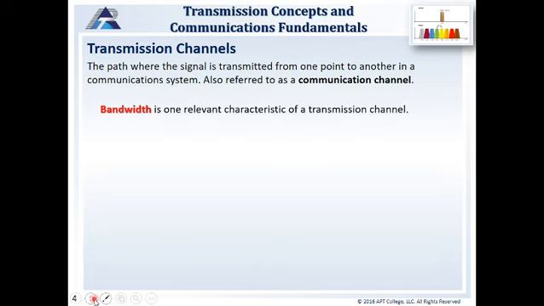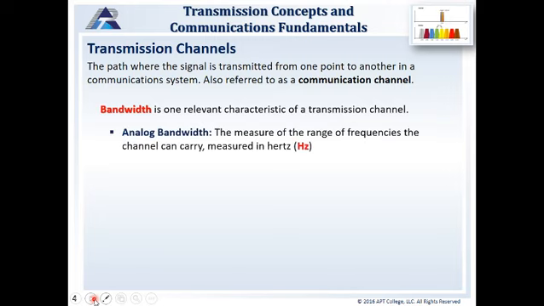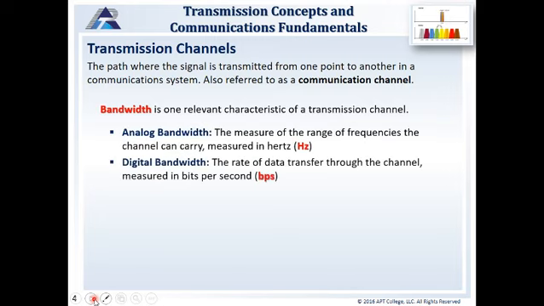The path where a signal is transmitted from one point to another in a communication system is a transmission channel. It's also referred to as a communication channel. Bandwidth is one relevant characteristic of a transmission channel. There are two different types of bandwidth. Analog bandwidth is the measured range of frequencies a channel can carry. It's measured in hertz. Digital bandwidth is the rate of data transfer through the channel. This is measured in bits per second.